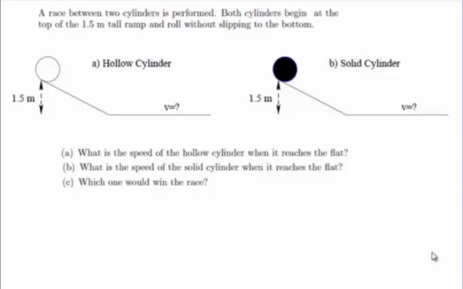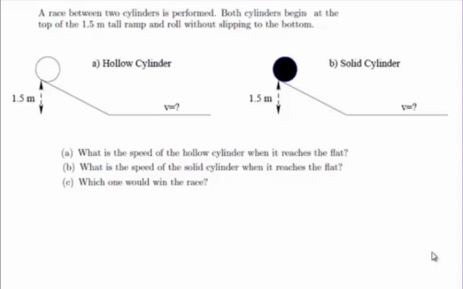A race between two cylinders is performed. Both cylinders begin at the top of the 1.5 meter tall ramp and roll without slipping to the bottom. A, what is the speed of the hollow cylinder when it reaches the flat? B, what is the speed of the solid cylinder when it reaches the flat? And C, which one would win the race?